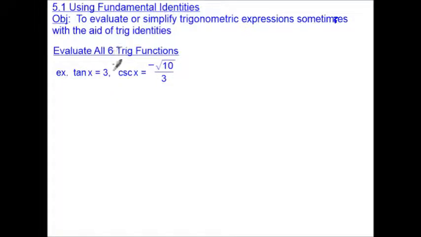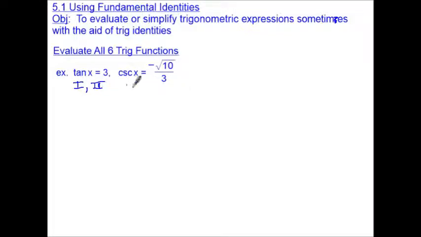Now, in this case, it says find all 6, but granted, we've got 2 already, so we really only have to find 4. Here we go. The tangent is 3. What's going to be important to figure out first is what quadrant I'm in. If tangent is positive, I don't care about the number specifically right now, that means I'm in either quadrant 1 or quadrant 3.